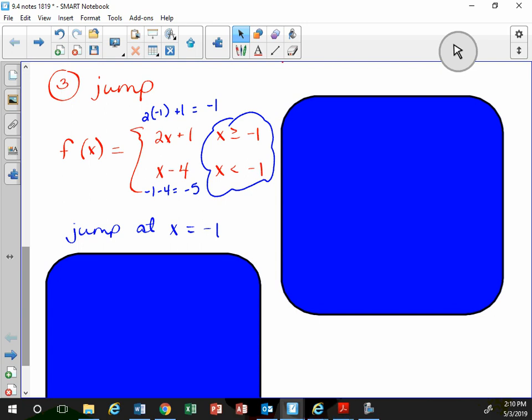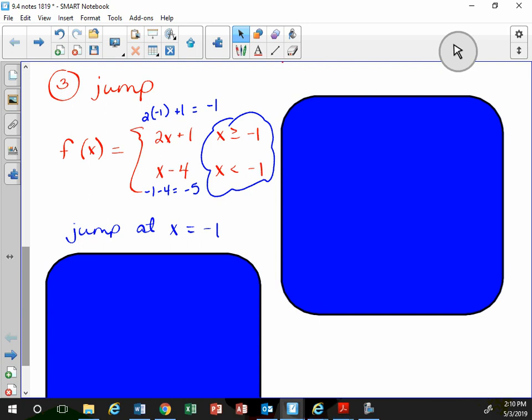The location is what x value are we talking about? Yes. So we just have to plug in to find out, just to see do they match or not. You don't have to go through all of this to go, oh, okay, that's a jump. If they're different, then you have a jump.